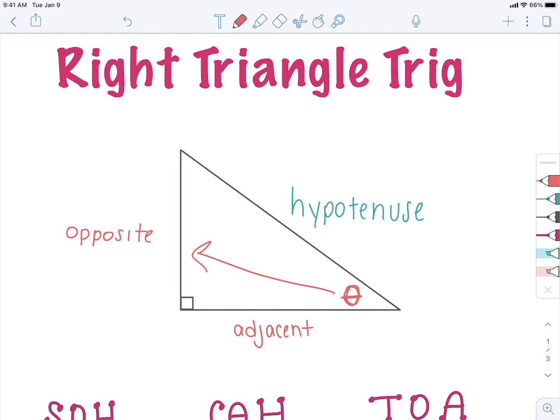So if I switch which angle I'm asking you about, that switches which side is the opposite and which side is the adjacent. So the first thing we want to do with any of these problems is always label which sides we have, because that's going to help us decide which trig function we're going to use. Okay with the labels? All right.